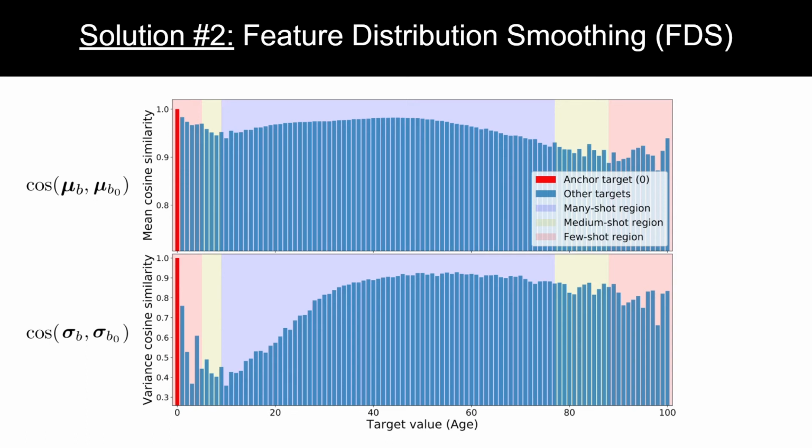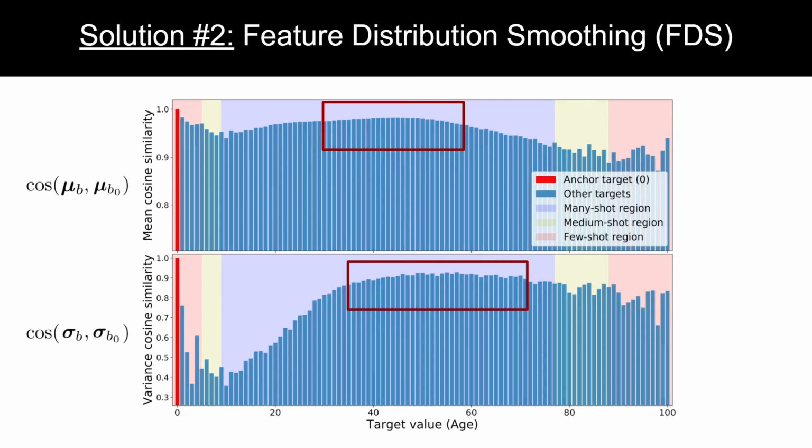The blue bar for a specific target refers to the similarity score between that target and the anchor. We also mark the regions with different data densities using different colors. Here, the purple refers to the many-shot region, yellow refers to the medium-shot region, and pink refers to the few-shot one. Interestingly, the figure clearly shows the problem with regions that have very few data samples, like age 0 we are interested in.